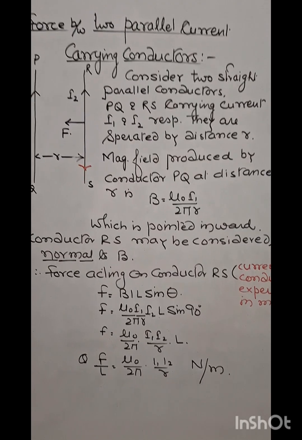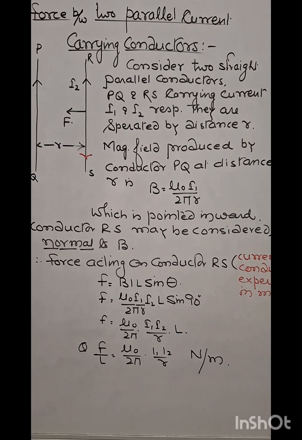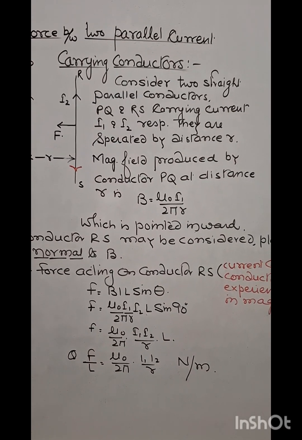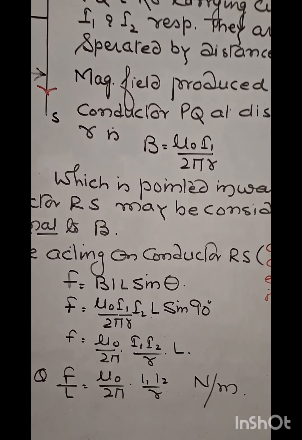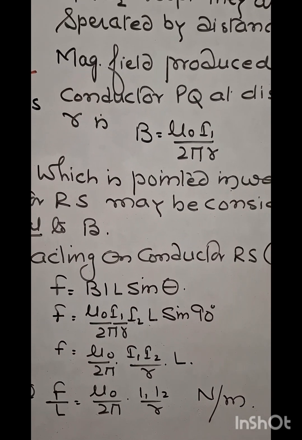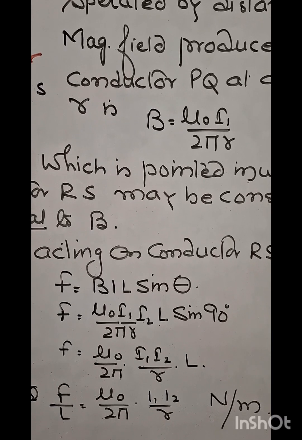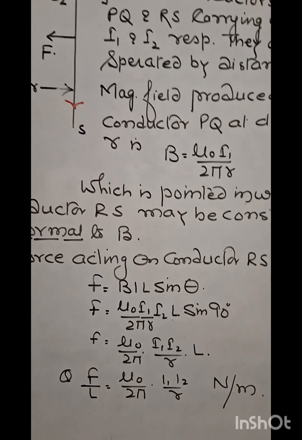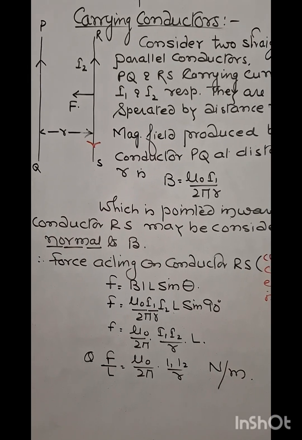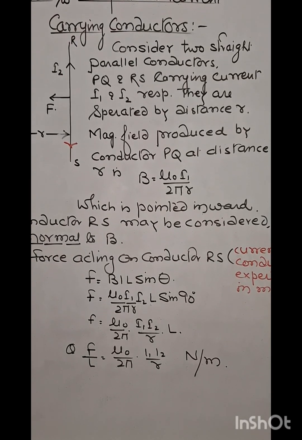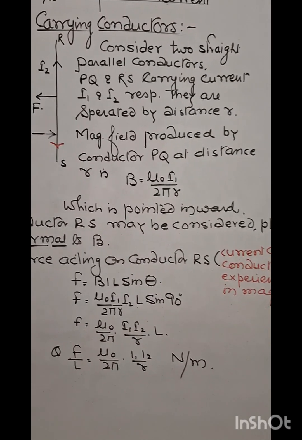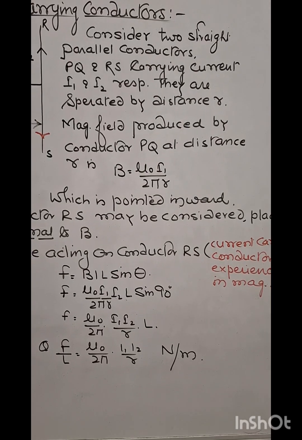If you want, you can define 1 ampere with the help of this law. We have studied F upon L is equal to mu naught upon 2 pi, I1 I2 upon R. Suppose I1 is equal to I2 is equal to 1 ampere, R is equal to 1 meter, then F upon L is equal to mu naught upon 2 pi.